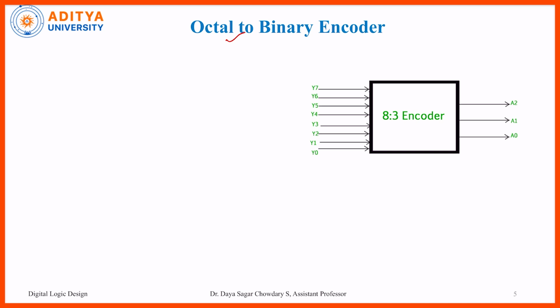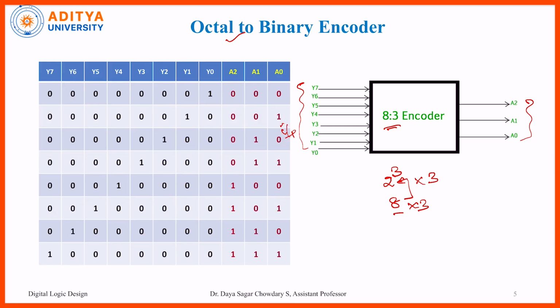This is a simple representation for 8 to 3. Why? Because 8 is 2 to the power of 3, that is totally 8, and 3 is nothing but the output. So 8 into 3, that is totally an 8 to 3 encoder. That is why it contains Y0 to Y7, totally 8 inputs, and our outputs are A0, A1, A2.